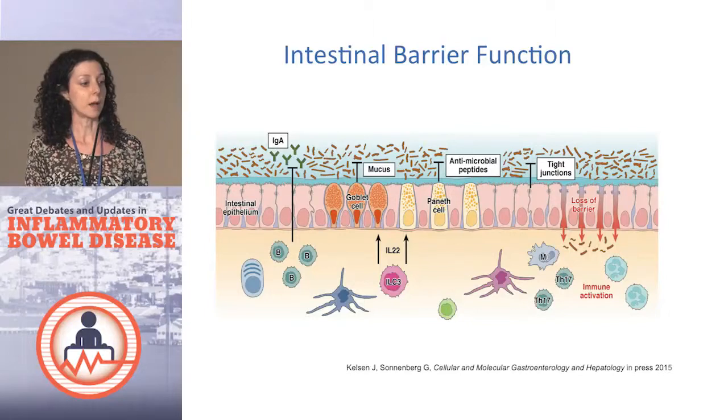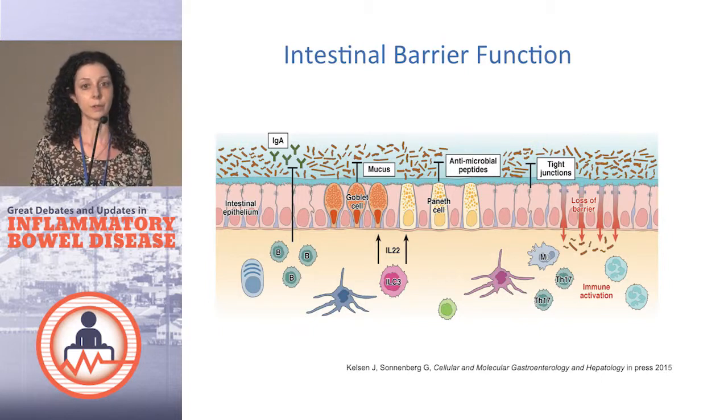And over the last several years, there's been a lot of excitement about the Paneth cell itself and how it could be a site of inflammation originating from the innate response. And that's largely because the intestinal epithelial layer itself is our first line of defense. So it's not just a structural defense, but also a functional defense.